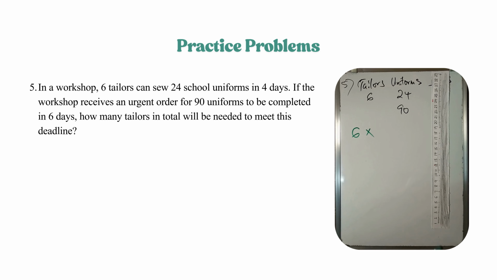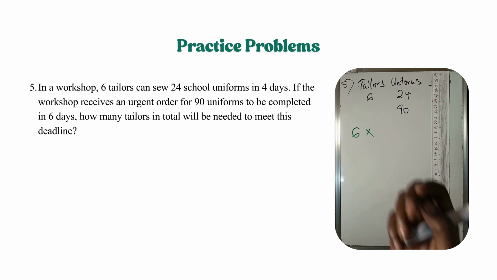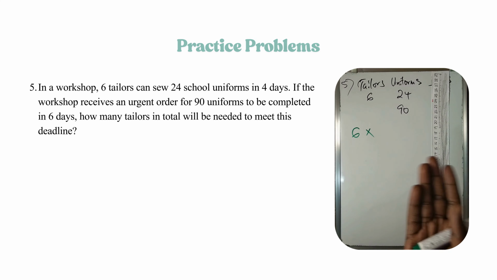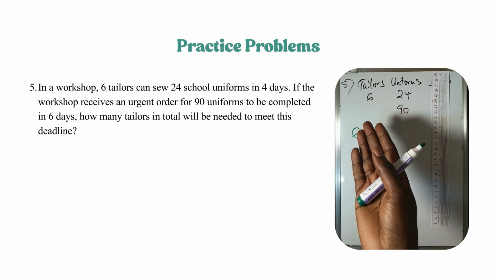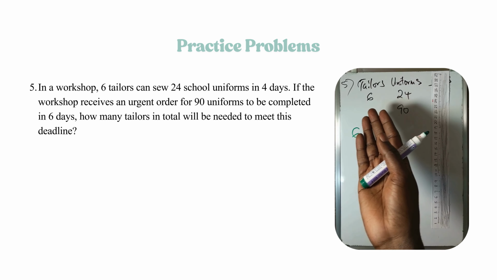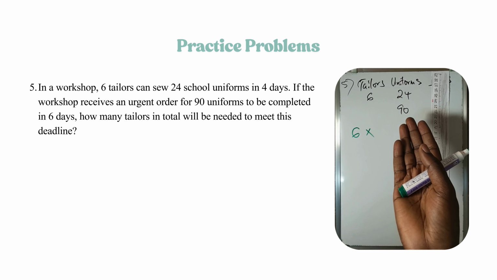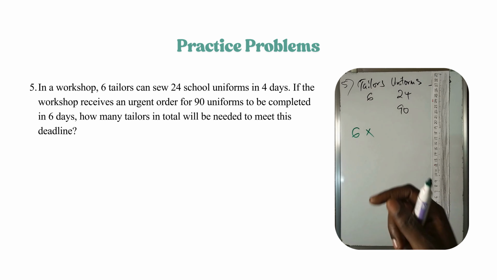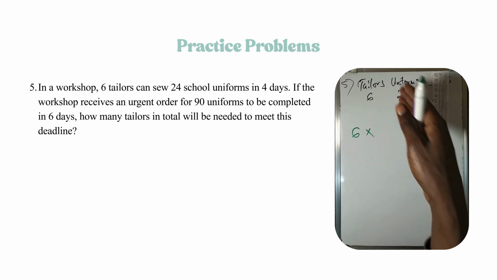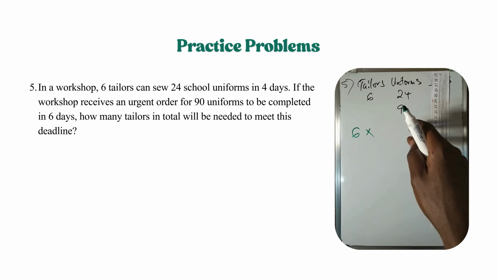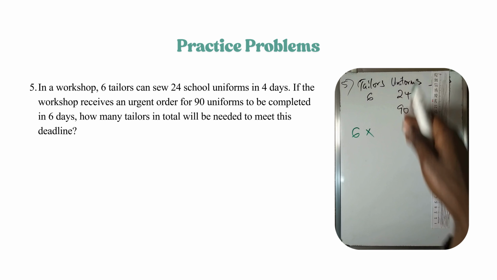Common sense. 90 uniforms will need more tailors. Because for 24 uniforms, we just need 6 tailors. Like 6 tailors can sew 24 uniforms. How many tailors will sew 90 uniforms? We need more tailors. So if we need more tailors, we need to increase this ratio. And when we increase the ratio, we write it as an improper fraction.